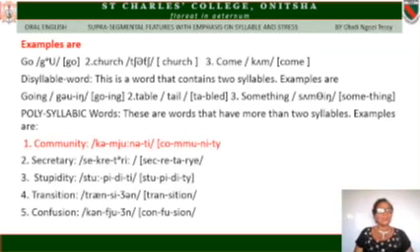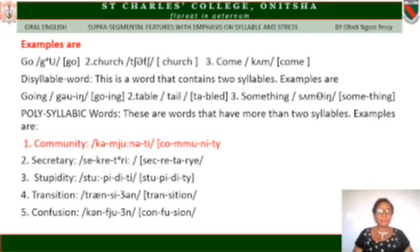It is pronounced at a stretch, no matter the number of letters in the spelling. Examples are go, church, come. 2. Disyllable word. This is a word that contains two syllables. Examples are going. You can see the first one is go, monosyllable. This one is going. You have go and ing. 2. Table. 3. Something. 4. Nothing, and so on and so forth.